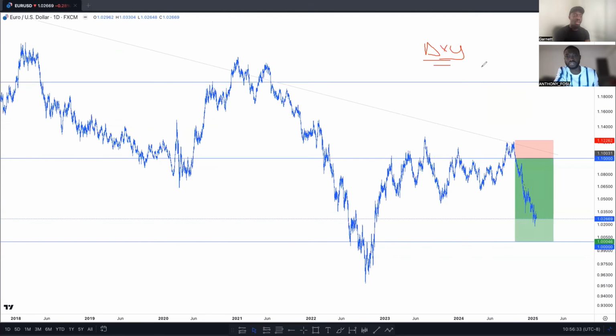So what is the DXY? The DXY is just like you comparing major currencies to the US dollar. Oh, okay. It's the strength of other currencies with respect to the dollar, or the dollar strength with respect to other currencies. So it's just you looking at what the United States dollar is doing with respect to other pairs.